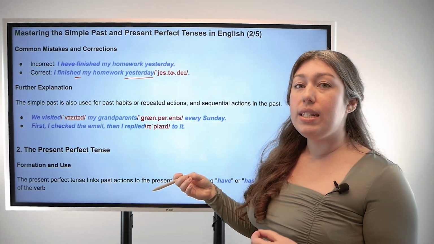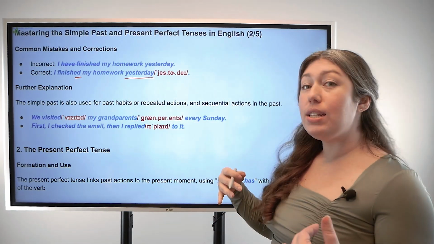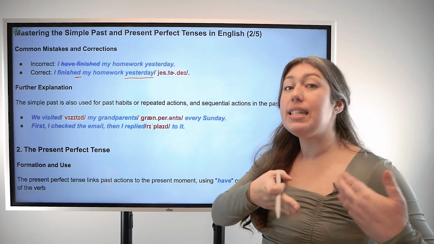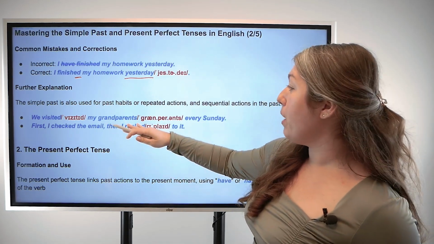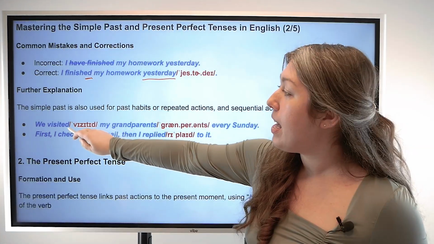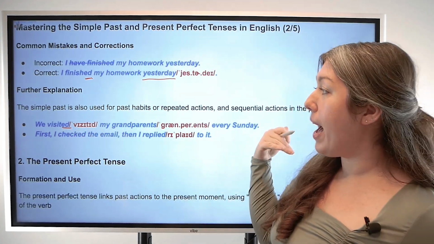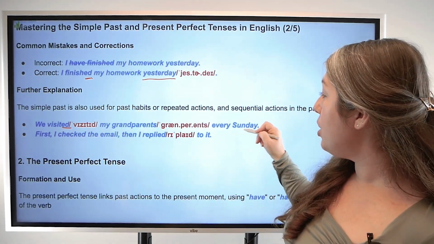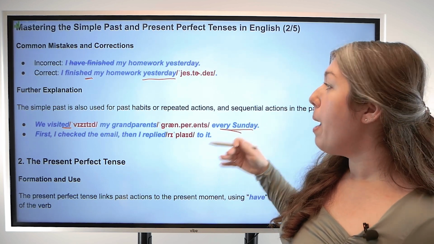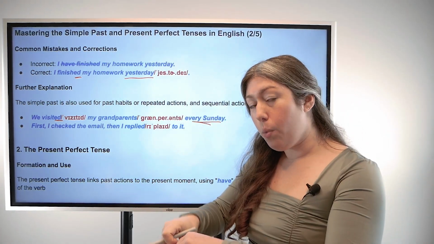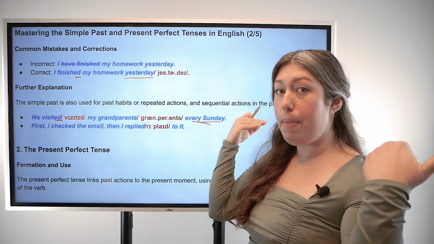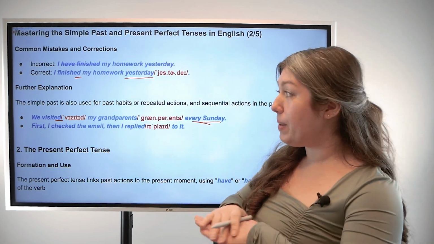So we can also use the simple past to talk about habits or sequential events that happened in the past. For example, we visited my grandparents every Sunday. Here we have our simple past verb, and we do have a specific time, but this is to show a past habit. It's not happening now. We're not talking about the future. It's in the past, and it has been completed.